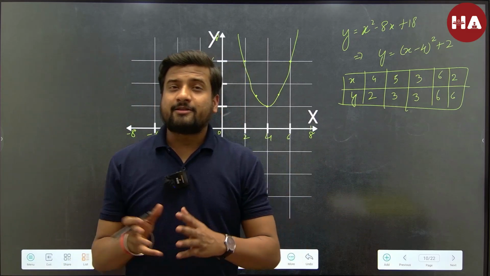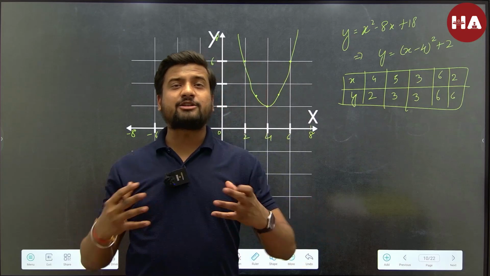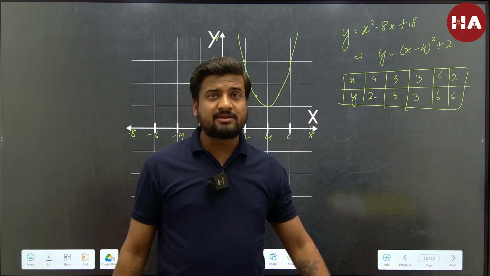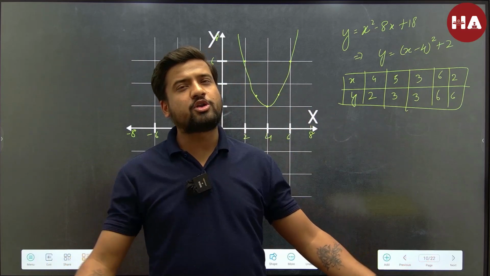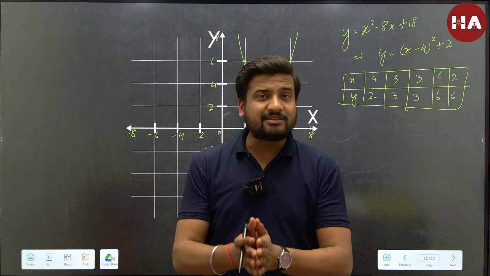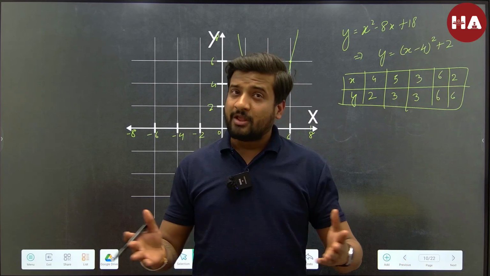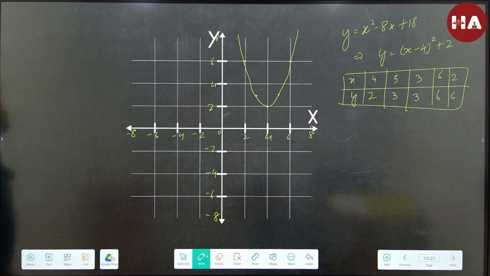Now remember, in the starting of this video I did tell you that there might be some cases where the graph is not touching the x-axis. This is one of the examples where the graph is never going to touch the x-axis. It has a minima, but still it will never touch the x-axis. All right, please note this down.